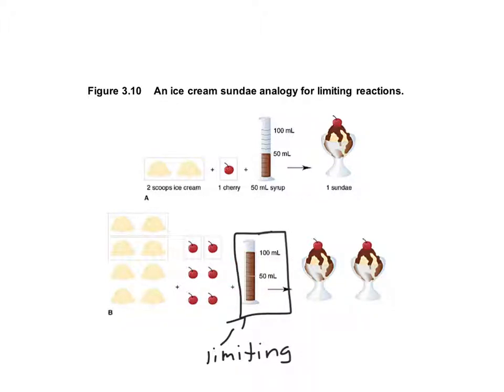So we're going to start looking at some sample problems where one of our reactants limits the amount of product we can make, even though we have a lot more of our other reactants, right? There's going to be this one here that's going to limit us.